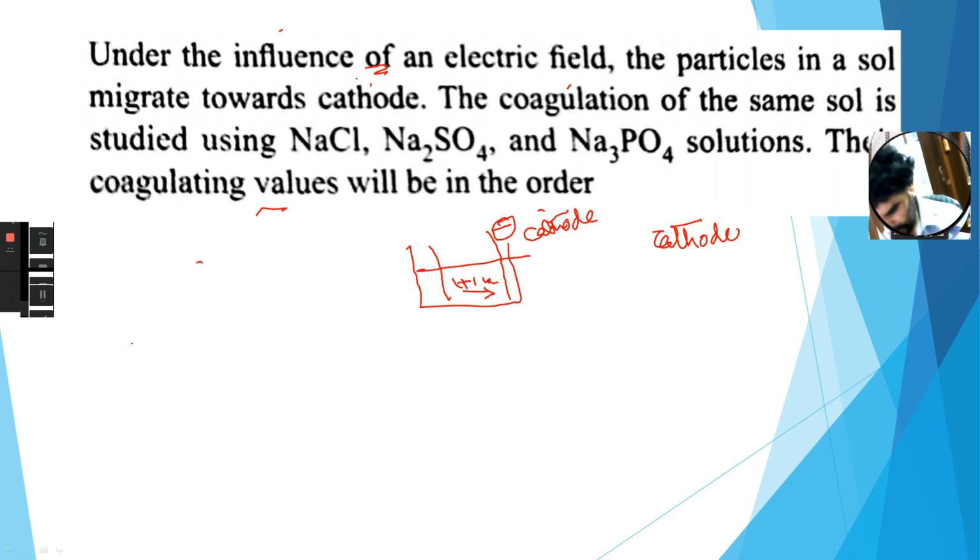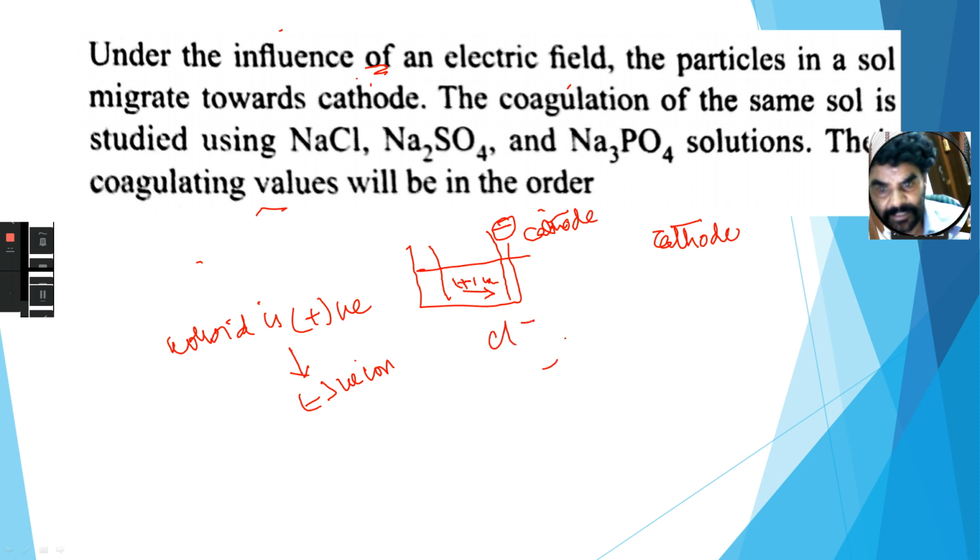So the colloid is positively charged. Colloid particles have the positive charge. To coagulate it, what is required? A negatively charged ion, an anion, is required. All the electrolytes contain the anion. Anion is important. So in one case Cl minus, in the other case sulfate ion, in the third case phosphate ion is required.